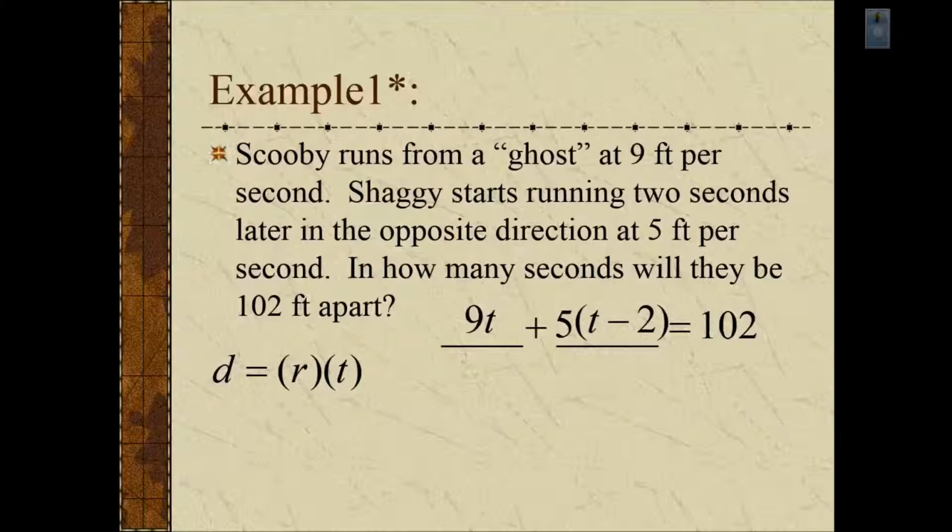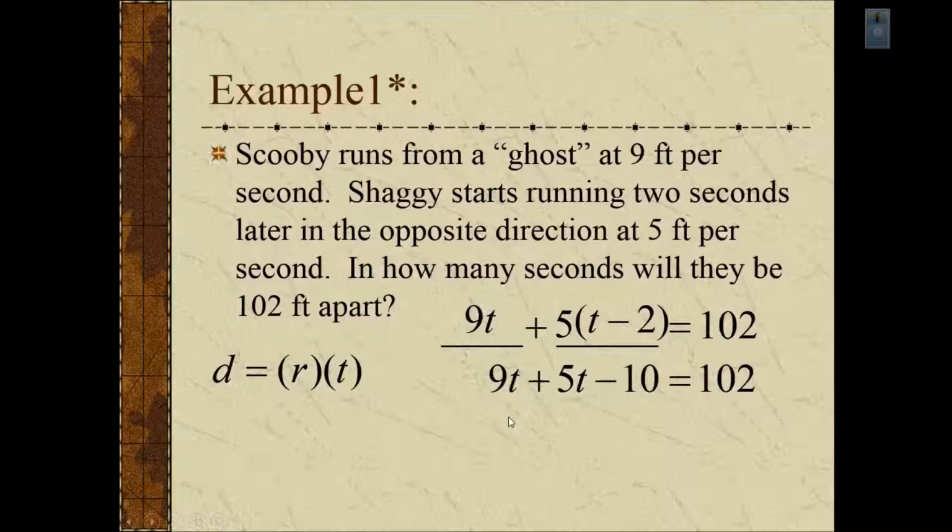Now we've got a linear equation to solve. So we temporarily forget that this has anything to do with any kind of word problem. It's just an equation to solve. Let's follow the steps in solving an equation. I'll simplify the left side. So distribute 5 times t and 5 times -2.